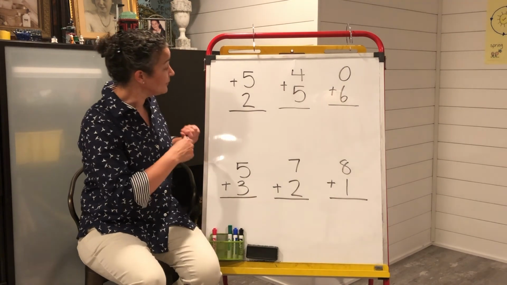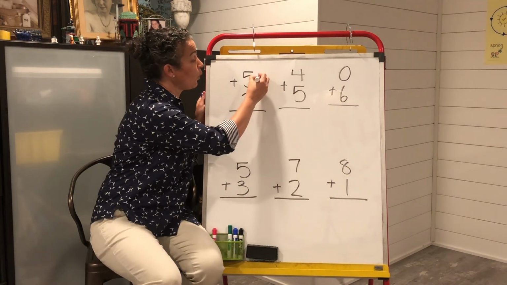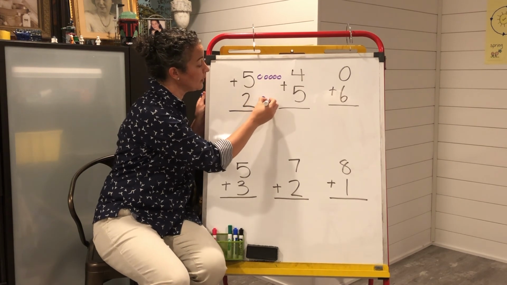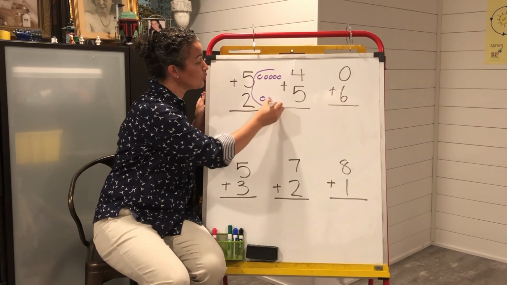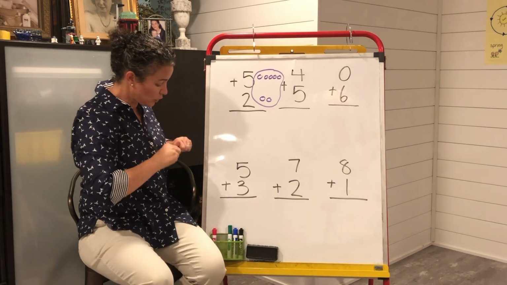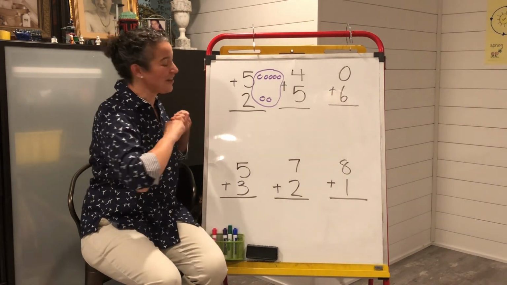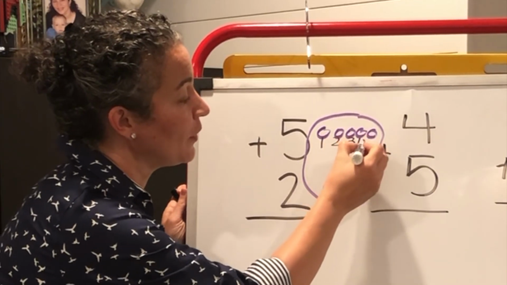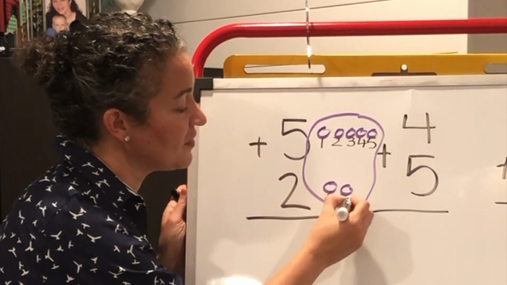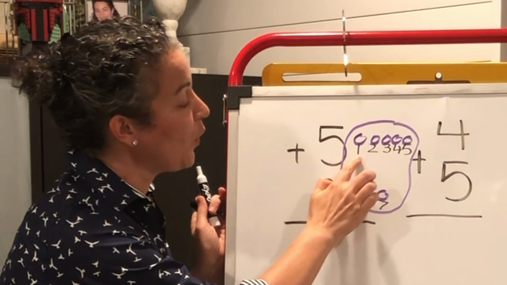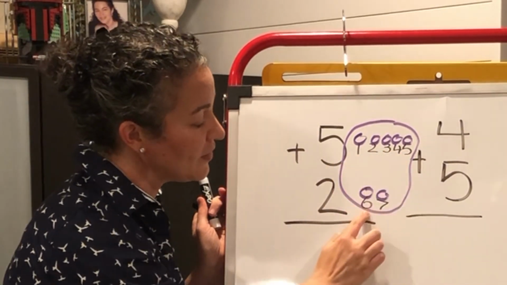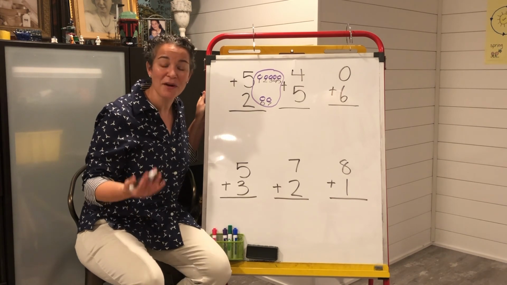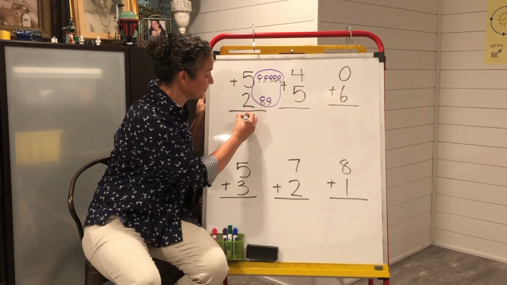So I need 5 counters. 1, 2, 3, 4, 5, and I need 2 counters. 1, 2, and I'm going to circle them to show adding, and then, my friends, we just have to count it up. Help me count. 1, 2, 3, 4, 5, 6, 7. Let's count it again. 1, 2, 3, 4, 5, 6, 7. So what is the sum of 5 plus 2? Yeah, the sum of 5 plus 2 is 7.